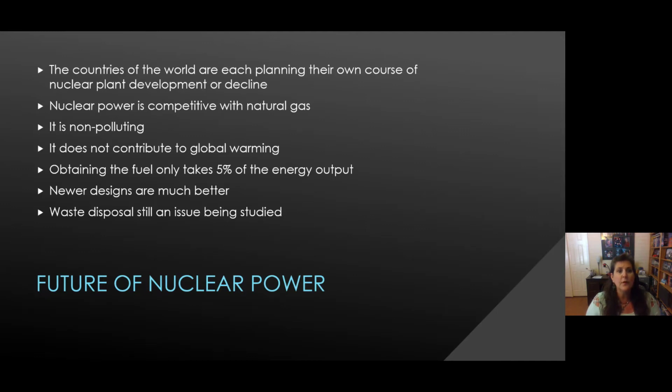So the future of nuclear power. Countries of the world are each planning their own course of nuclear plant development or decline. Nuclear power is now competitive with natural gas. It is non-polluting. It does not contribute to global warming. Obtaining the fuel only takes 5% of the energy output. The newer designs are much better than what we use in the United States, meaning the CANDU and breeder reactors are better than the light water reactors. The waste disposal, though, is still an issue. We need to solve that, and it's being studied.